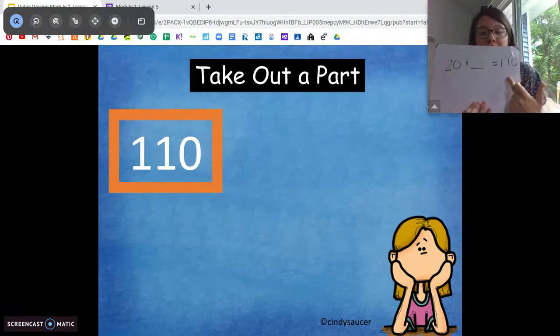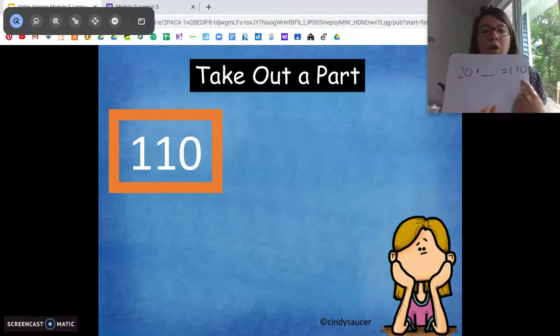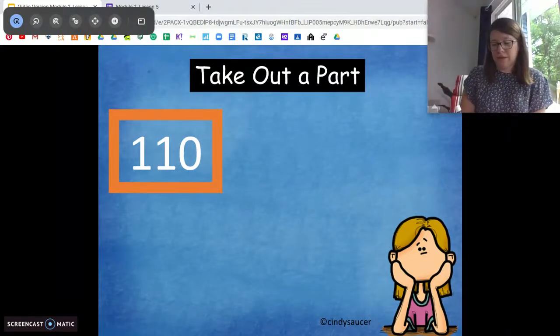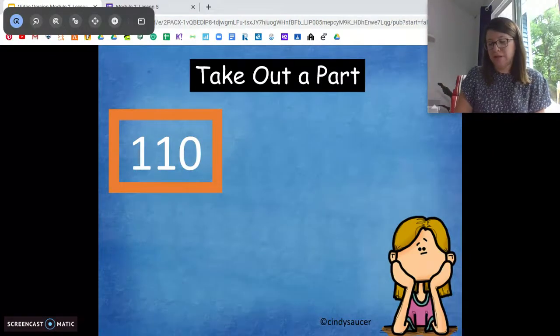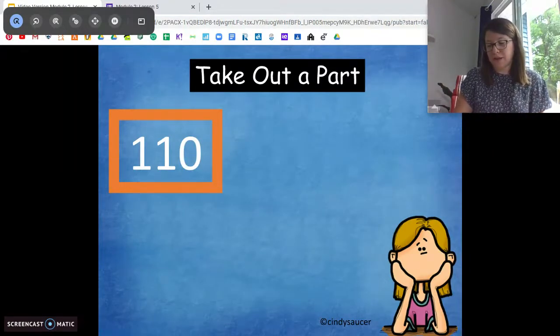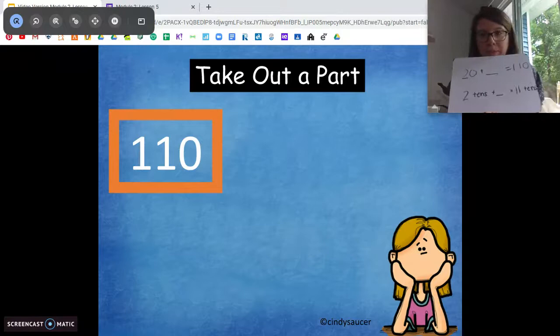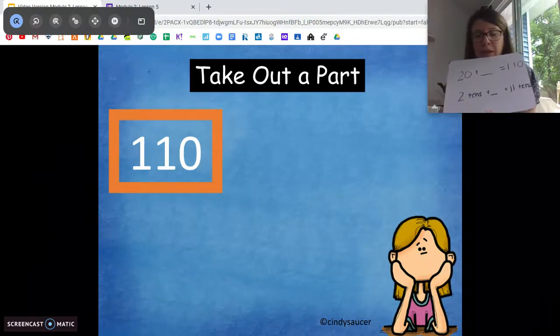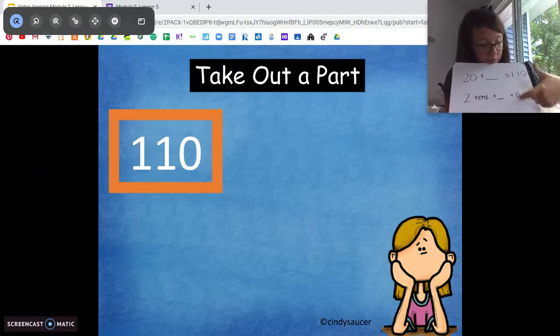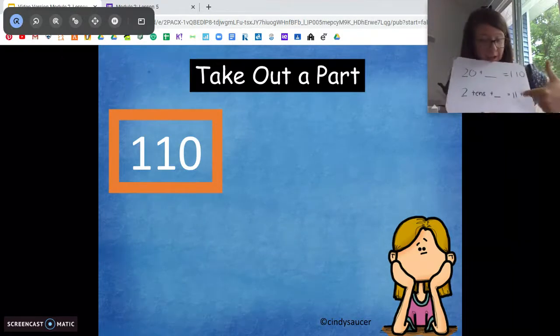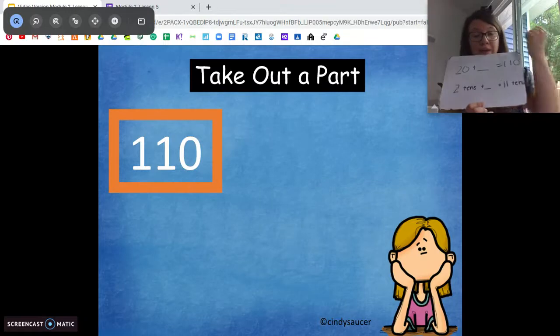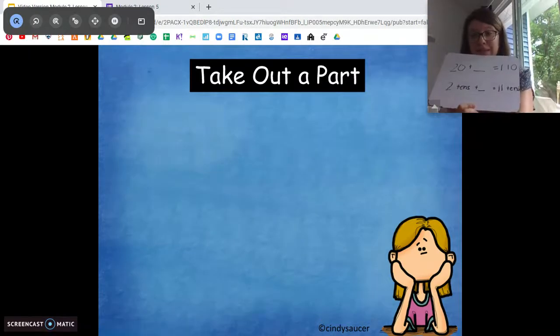Think about how many tens are in this number, 110. That might help you out a little bit. You might want to think of it like this. 2 tens equals blank plus 11 tens. That might help you out trying to figure out that missing number. Go ahead and pause and solve. Ready? I know that 2 plus 9 equals 11. So 9 tens is going to go here, and 9 tens is 90.